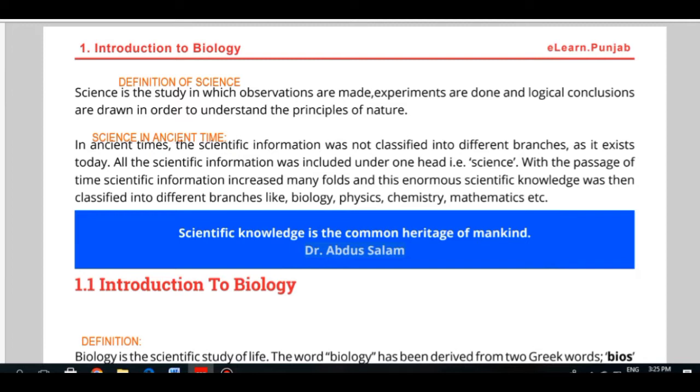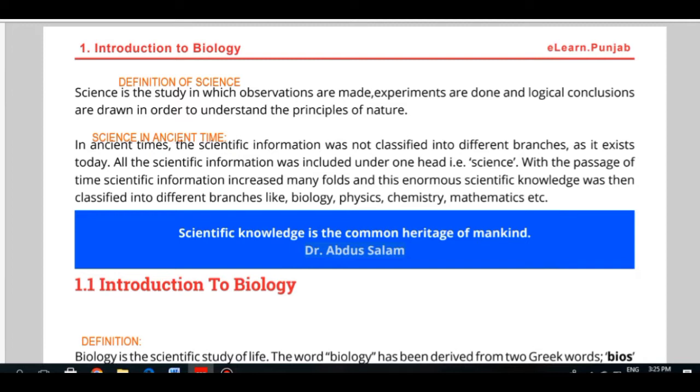Then in the second paragraph they have explained how science was classified in ancient times. So I have made a heading over here: science in ancient times. In ancient times the scientific information was not classified into branches as it exists today. Now we have various branches, such as paleontology, parasitology, environmental science, biotechnology, entomology, etc. We have vast branches nowadays, but in ancient times we did not have any branches. All the scientific information was included under one head, that is science.